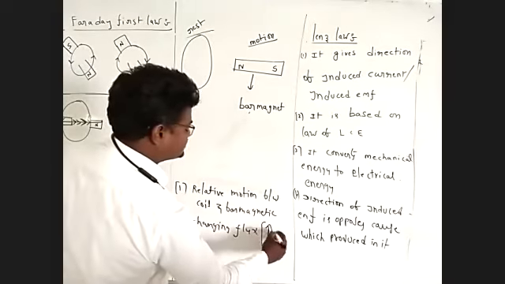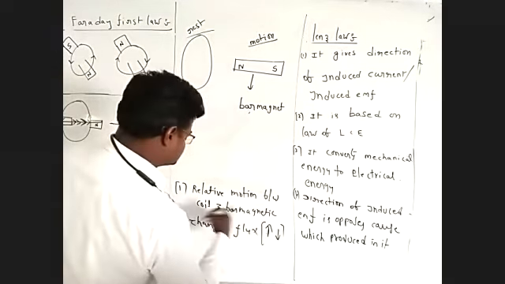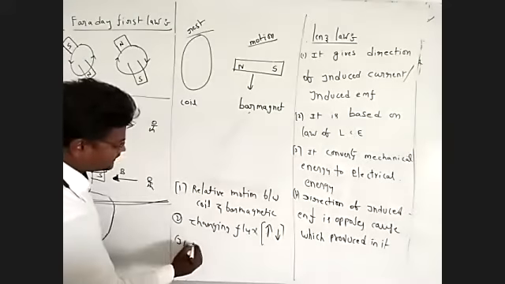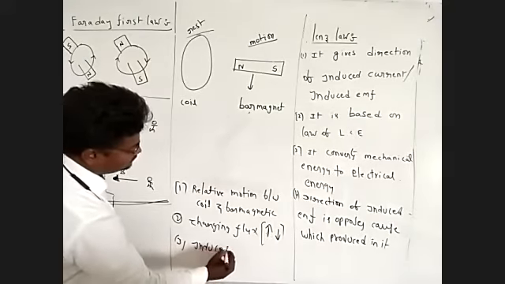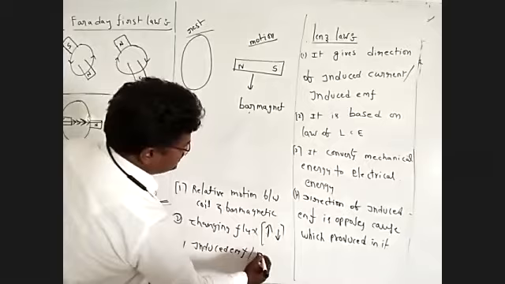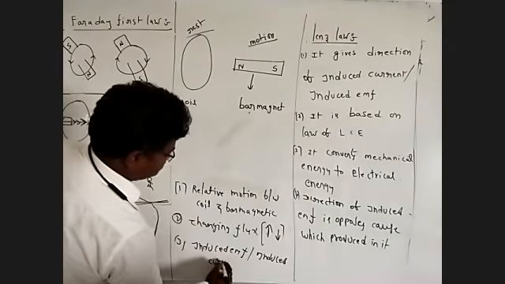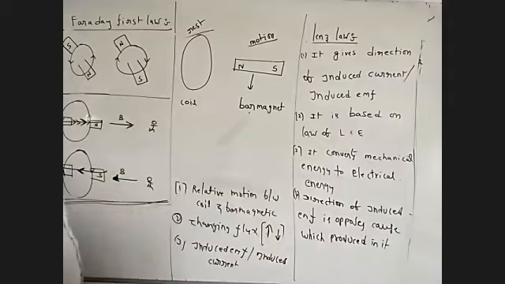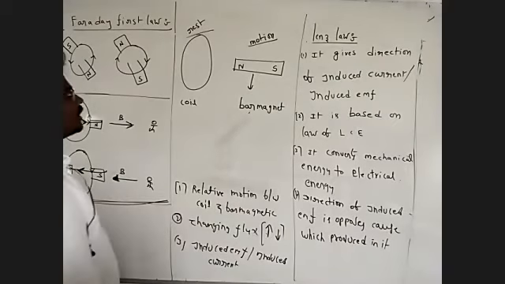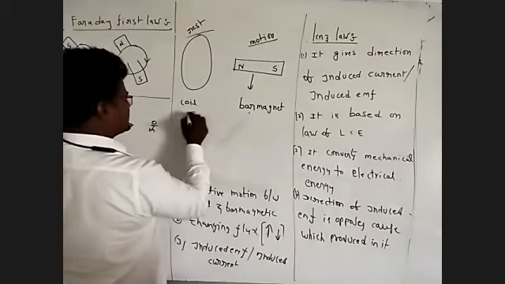Maybe flux may be increased, maybe flux may be decreased, which means there is a change in flux. So finally, induced EMF or induced current is set up in a coil. Now, suppose the bar magnet is at this place.